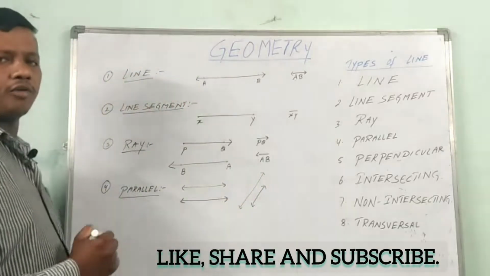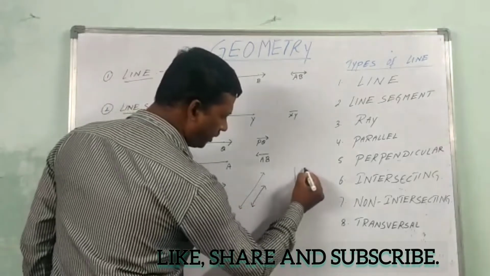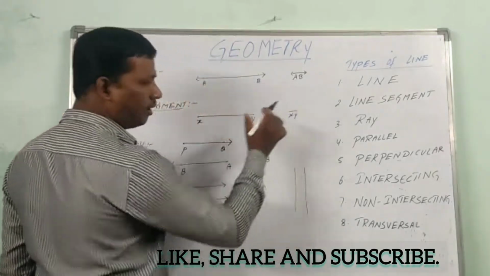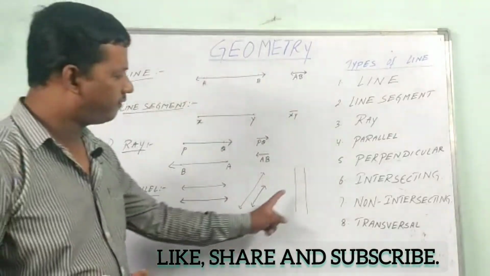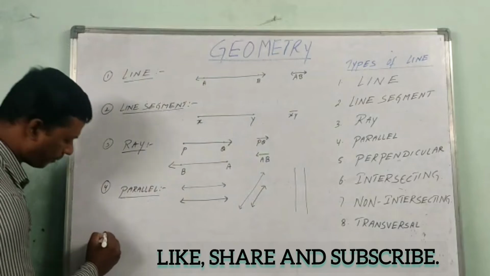For example, take the example of a railway track. This is a railway track. Both are the same length and opposite to each other, but they are not going to meet at any point. Now the next one is perpendicular line.